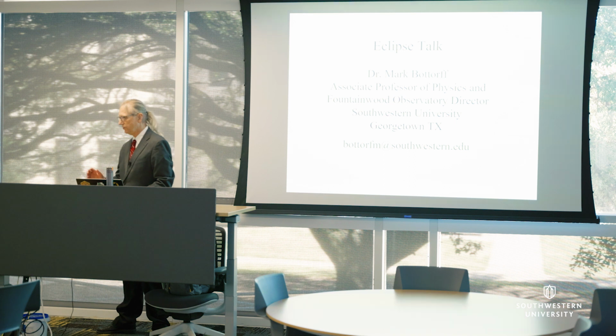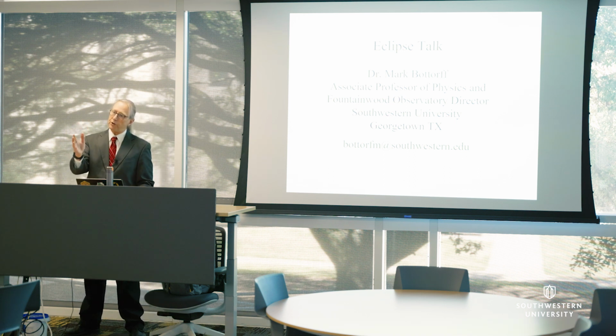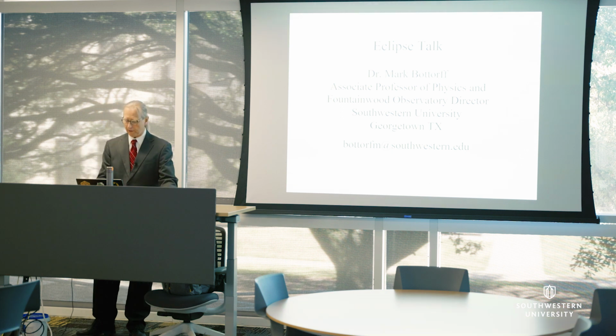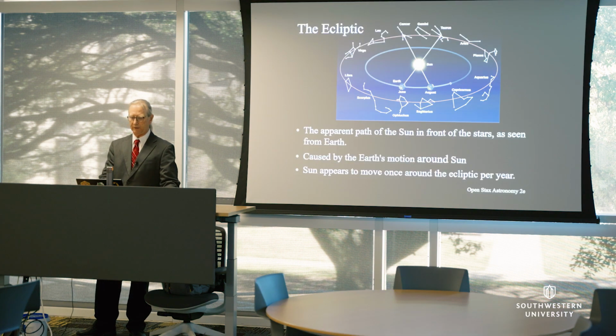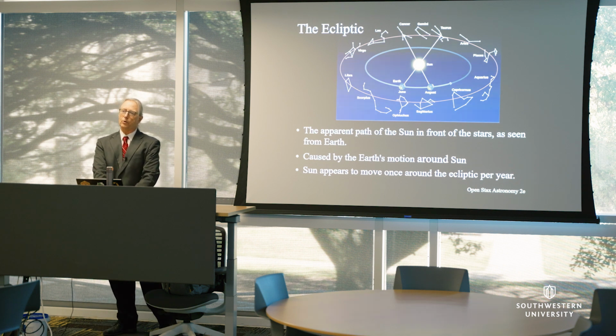Eclipses are due to two motions: the motion of the Earth around the Sun and the motion of the Moon around the Earth. So let's show a couple of slides here. They're a little bit technical looking, but we'll get through them and it'll be fine. So the Earth moves around the Sun over the course of a year.